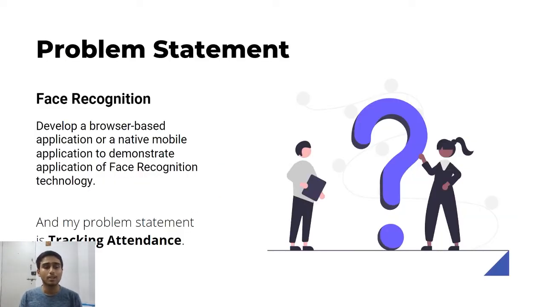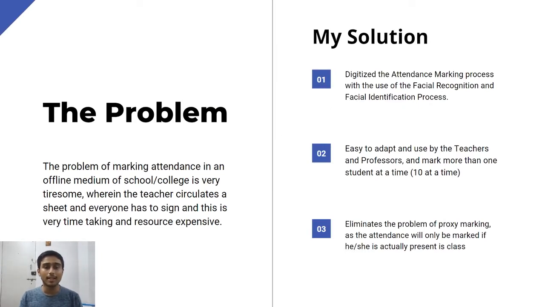For the problem statement, I took tracking attendance and tried to build a prototype based on facial recognition technology. The problem that I tackled was marking attendance in the offline medium of school and college. My solution is to digitize the attendance marking process with the use of facial recognition and facial identification. This eliminates the problem of proxy marking, as the attendance will be marked only if he or she is actually present.